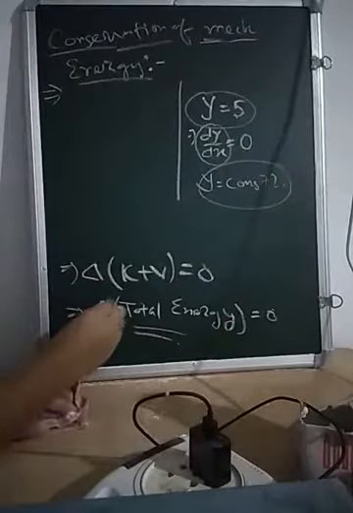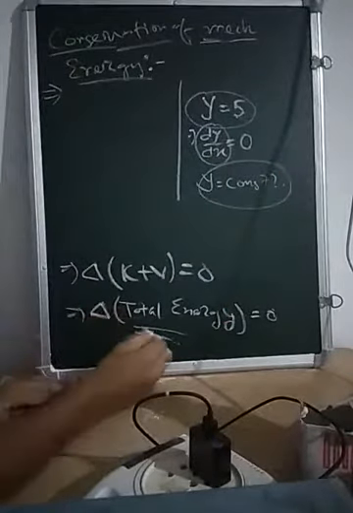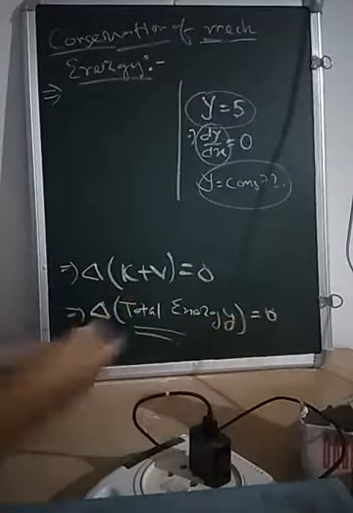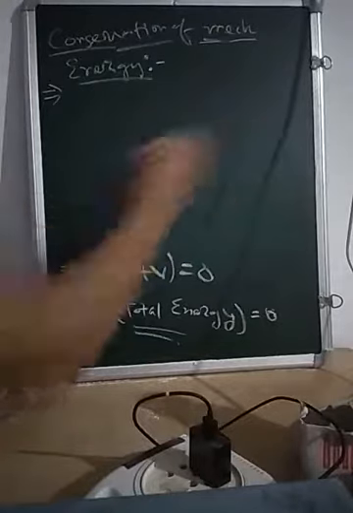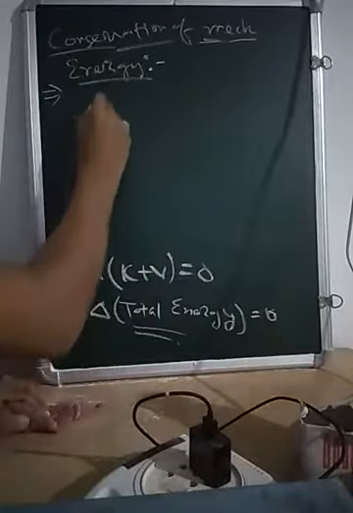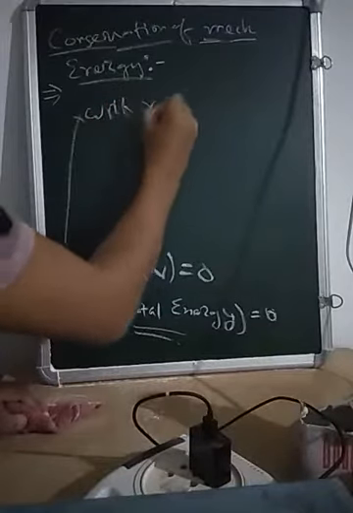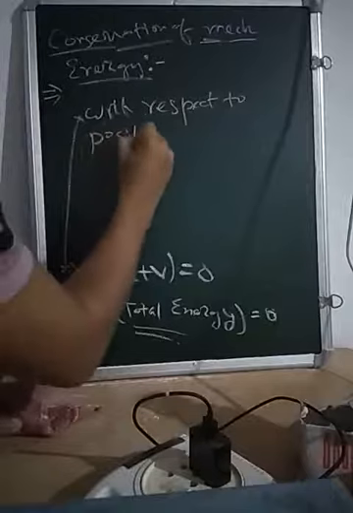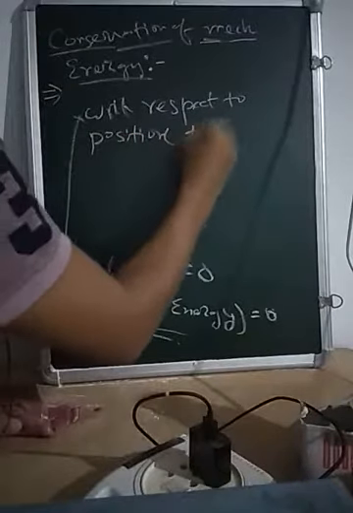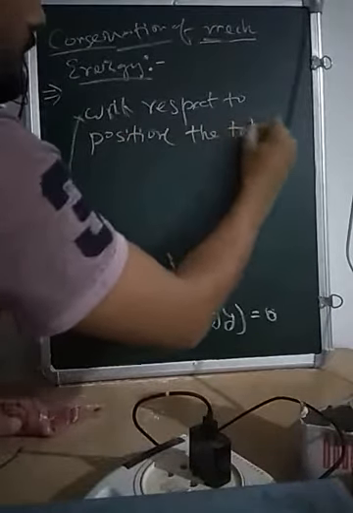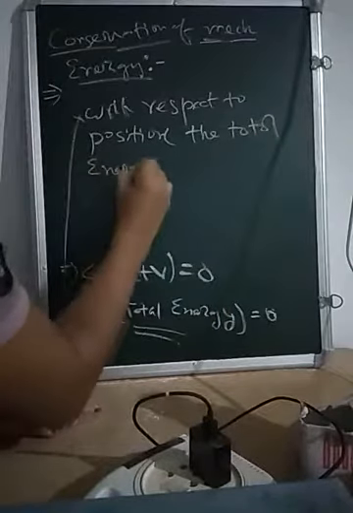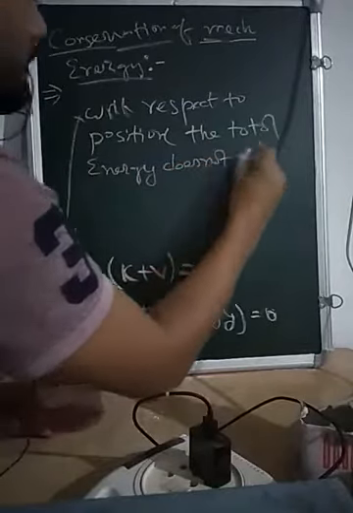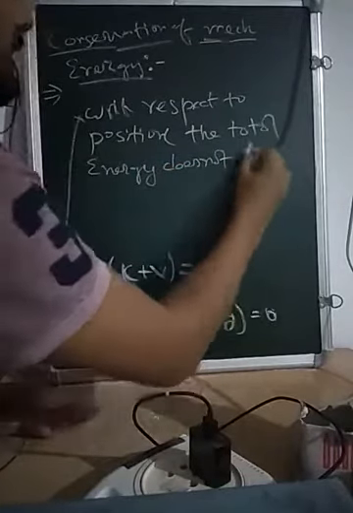So see, delta of K plus V means the change in total energy, which is 0. That is, with respect to distance, or you can say with respect to position, the total energy does not change.